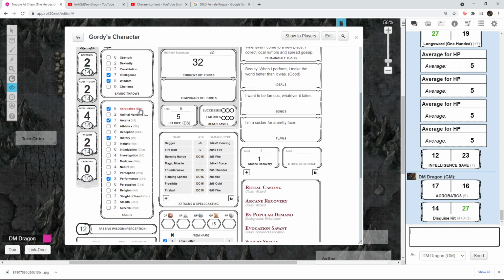Acrobatics, as you see in parentheses, uses dex. So we'll see dex is +2, and you're proficient, so that's +3, a total of +5. Arcana is +7, 4 plus 3, 7. You get the idea. So that's how you determine most of your skills in the game. You take the modifier of your ability. So 18 is a +4 modifier, 14 is a +2, 14 is a +2. And then if you're proficient, you add the +3.